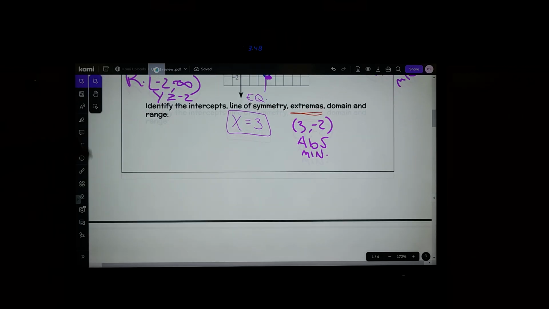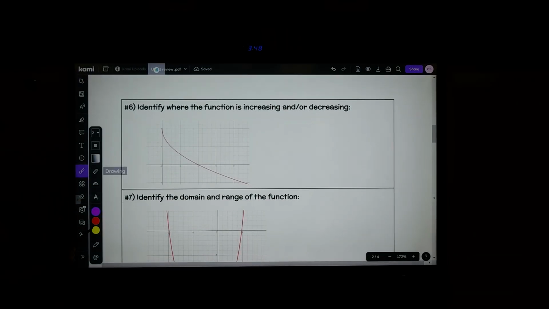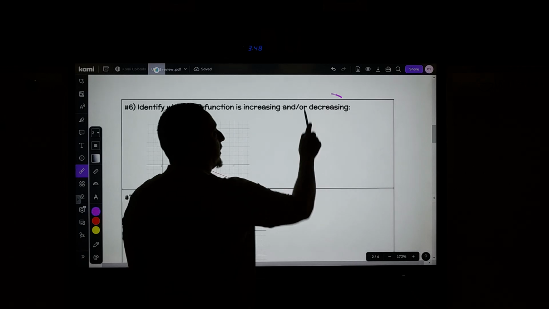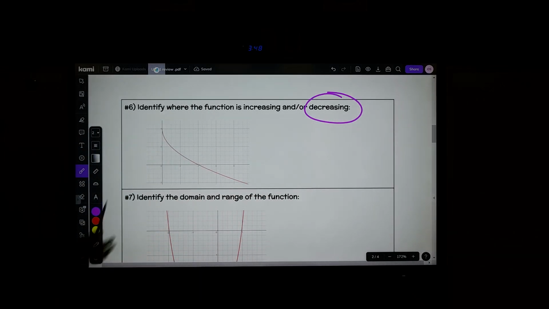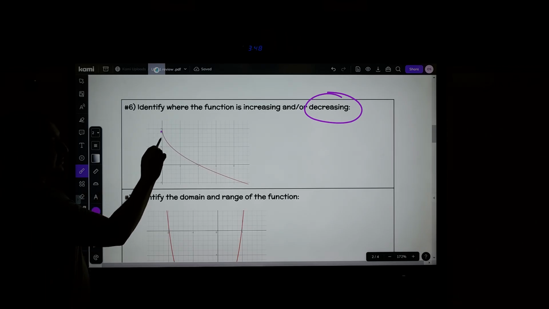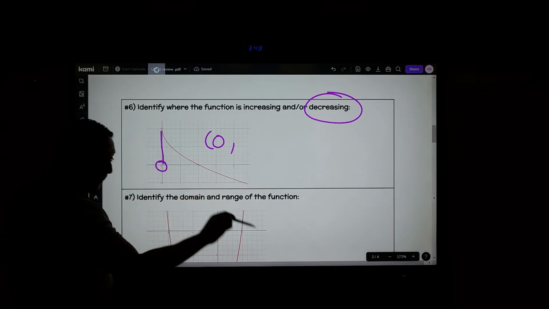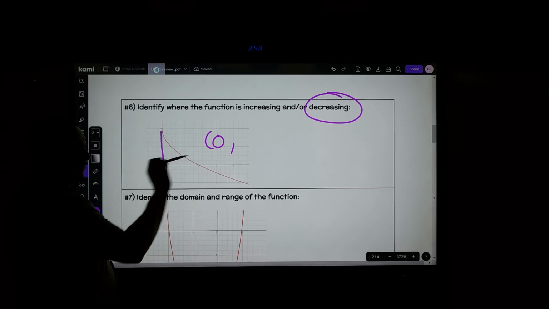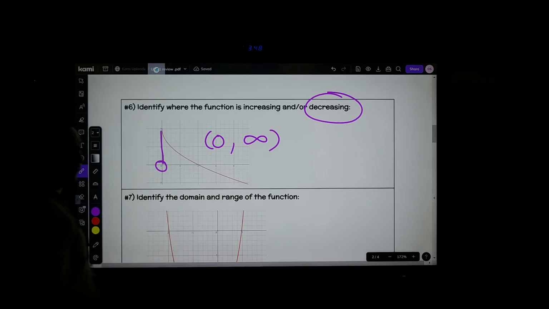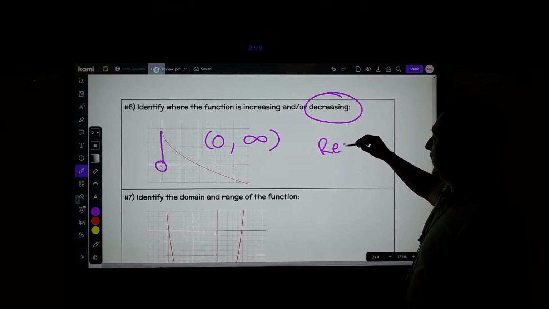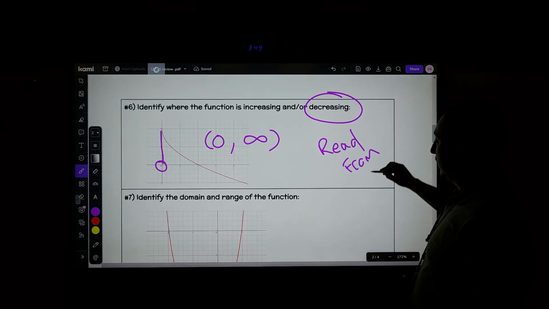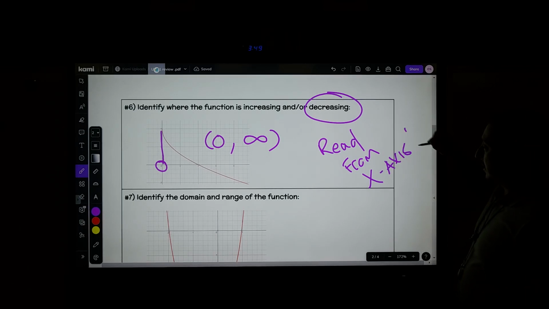Okay, let's keep going. Number 6, is this increasing or decreasing? Decreasing, it's going down. The common mistake on this one is we read it on the Y, but we don't read it on the Y. We read it from the X point of view, right? So it's decreasing not from 4, from 0, all the way not to negative infinity, but that way, which is positive infinity. Okay, so very important. Maybe these are kind of like your notes, right? Read from x-axis. That's the point. You read it from the x-axis, not from the y.